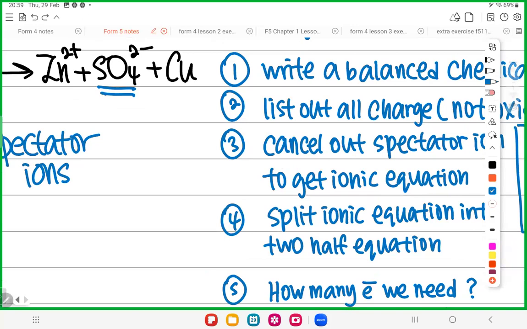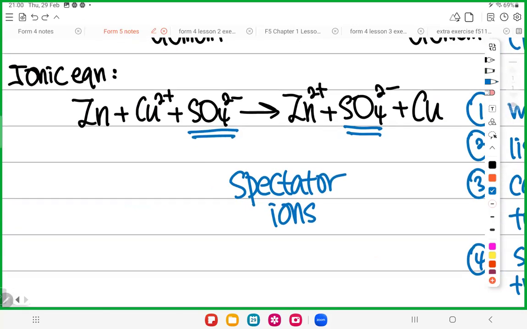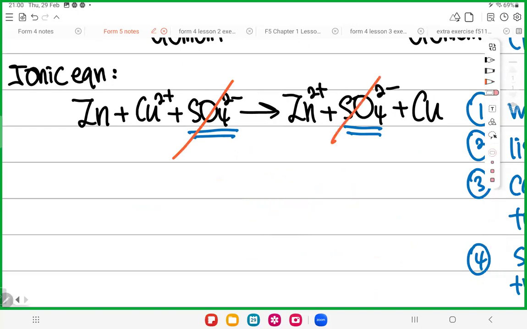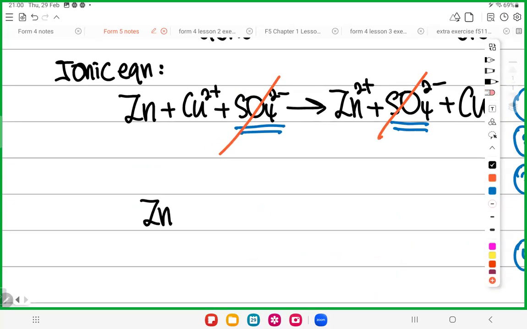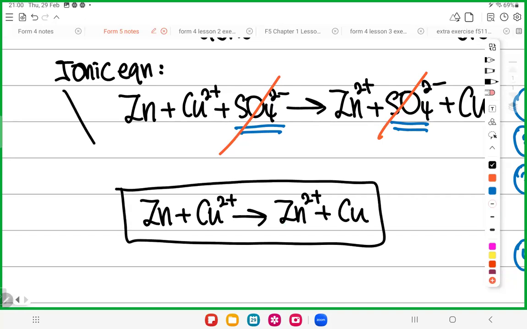So cancel out means what? Cut lah. Just cut it away lah. So you can see SO4 on the left, cut it. SO4 on the right, cut it. So after you cut, copy this equation one more time. Zn plus Cu2 plus. When you cut, don't need to write anymore. Become Zn2 plus Cu. So now we have successfully got our ionic equation.